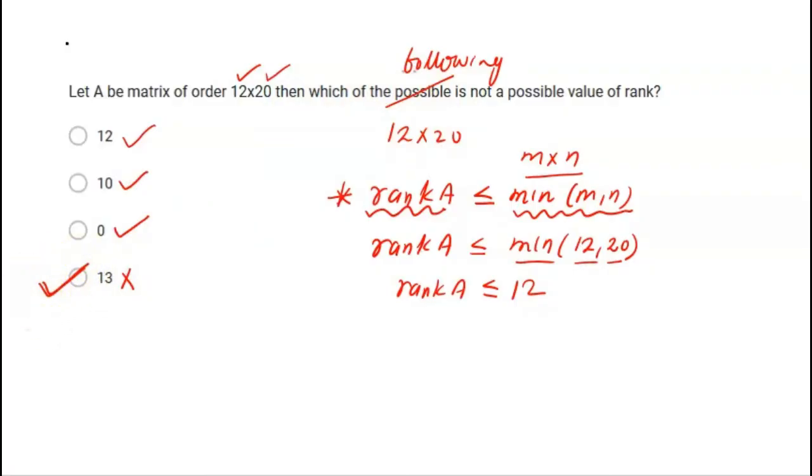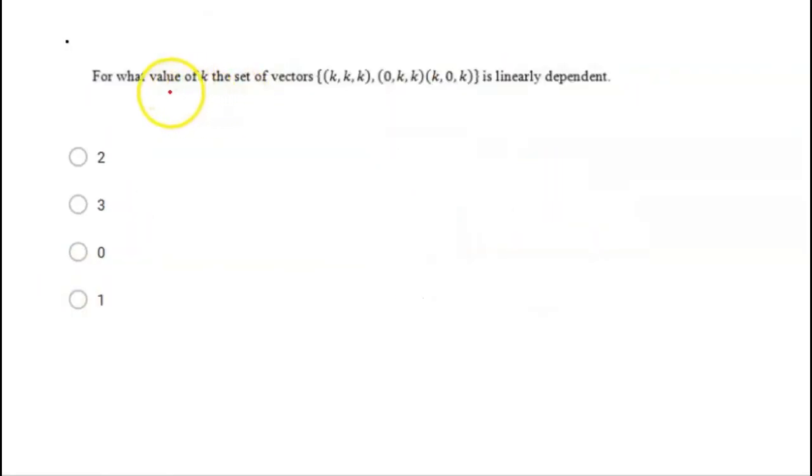I hope you will remember this concept. Now let us see this problem. For what value of k is the set of vectors, this and this, linearly dependent?